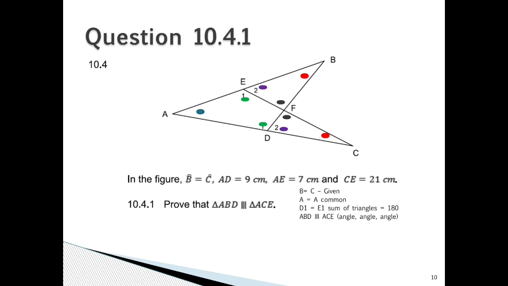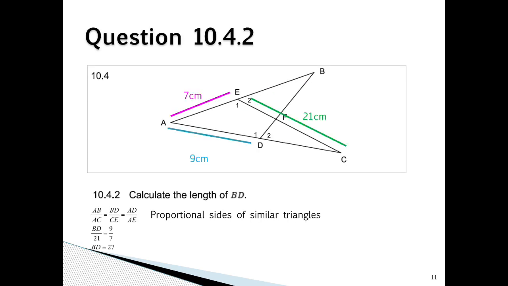B is equal to C, which is given. A is equal to A, which is common. D1 is equal to E1, sum of the angles of the triangles, which is equal to 180 degrees. Therefore, ABD is similar to ACE, angle, angle, angle. Calculate the length of BD. AB over AC is equal to BD over CE, which is equal to AD over AE, proportional sides of similar triangles. BD over 21 is equal to 9 over 7, so BD is equal to 27.